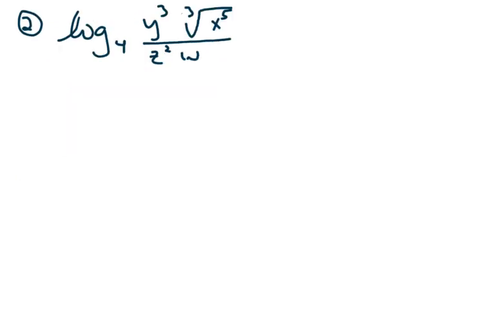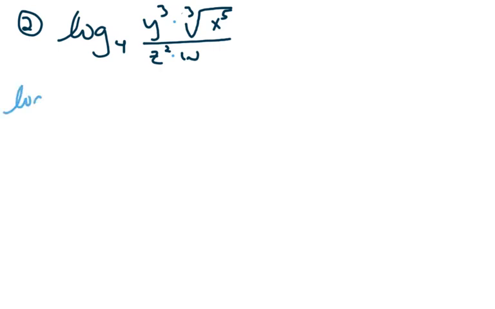All right, let's look at another one here. This time we have a log base 4, we have a y to the third power, we have a cube root of x to the fifth, those two pieces being multiplied on top, and then in the denominator we have a z squared being multiplied to a w. So I'm going to split up the division first.